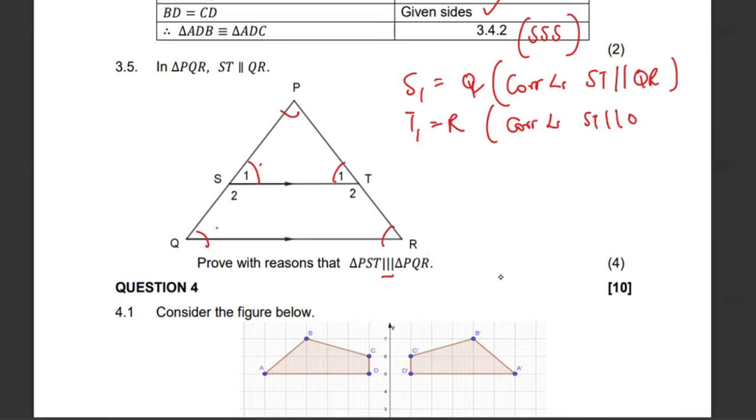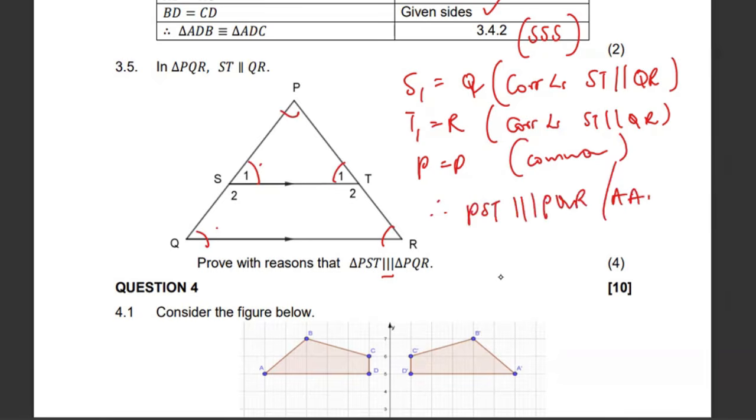ST is parallel to QR. And then we're saying P is the same as P, and that is common. Therefore, PST is similar to PQR because of angles. Okay. Now, for as long as we have just three statements that compare the two triangles, that's all we need. And then we can just draw the conclusion.